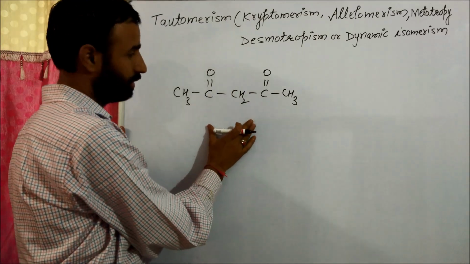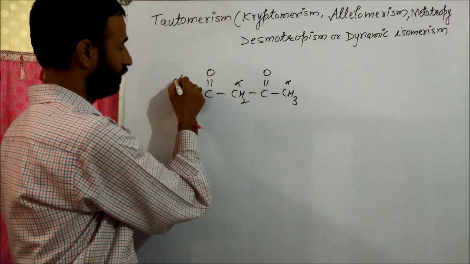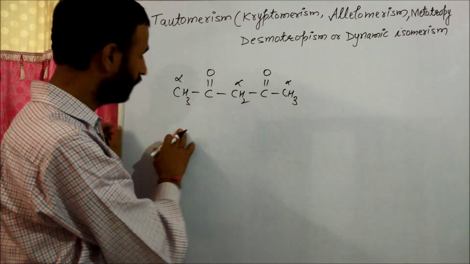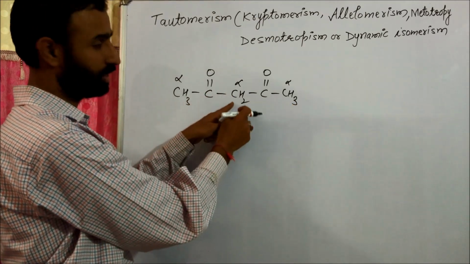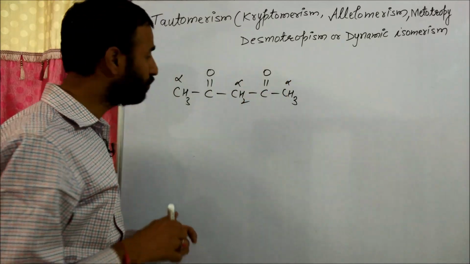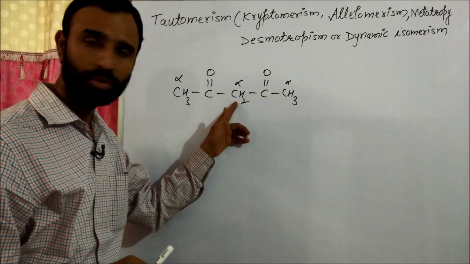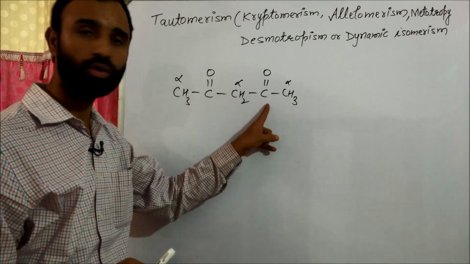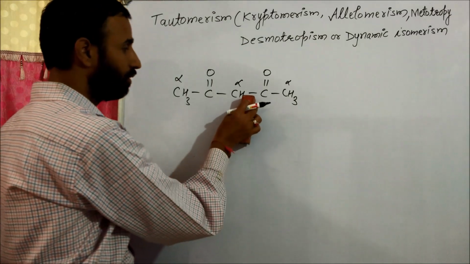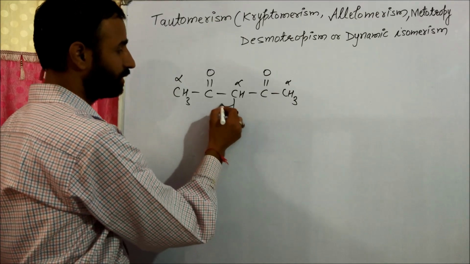If this is the case, see, this CO has these alpha hydrogens. We have a choice of alpha hydrogens. These two are of the same type, but this is different because this is attached to CO from both sides. That means which hydrogen is most acidic? Obviously this one, because it has an electron withdrawing group on both sides. So this hydrogen will migrate.